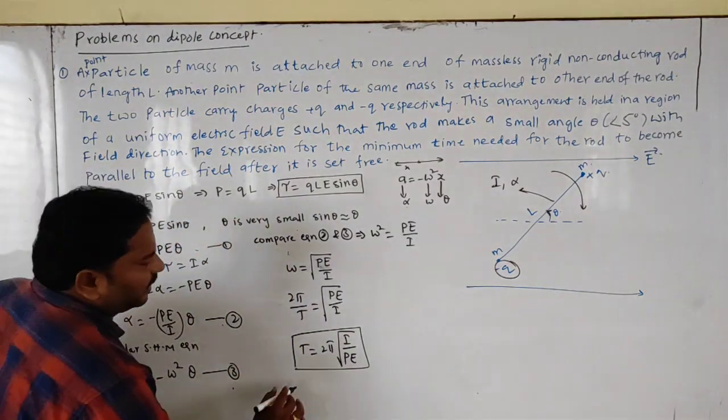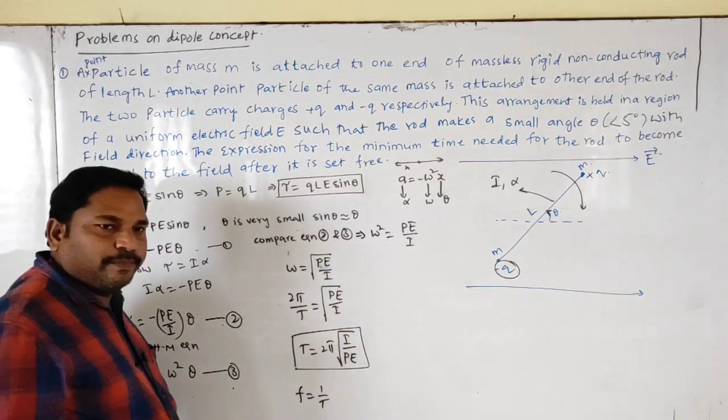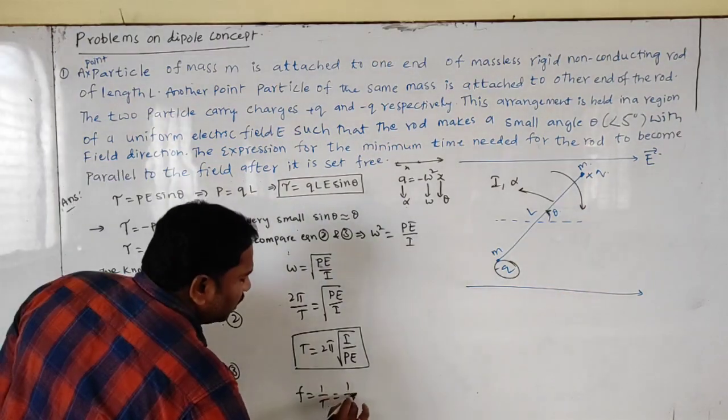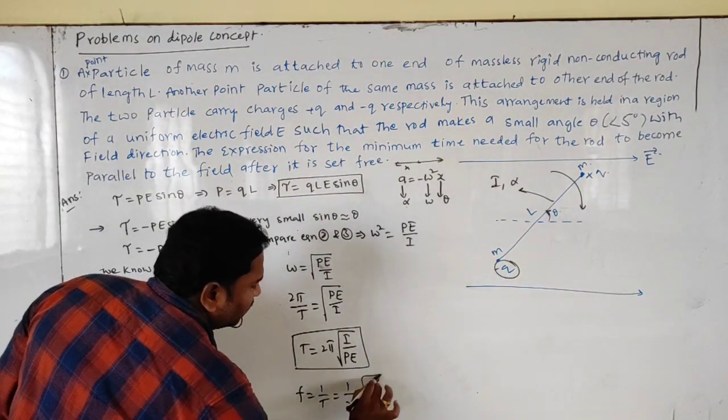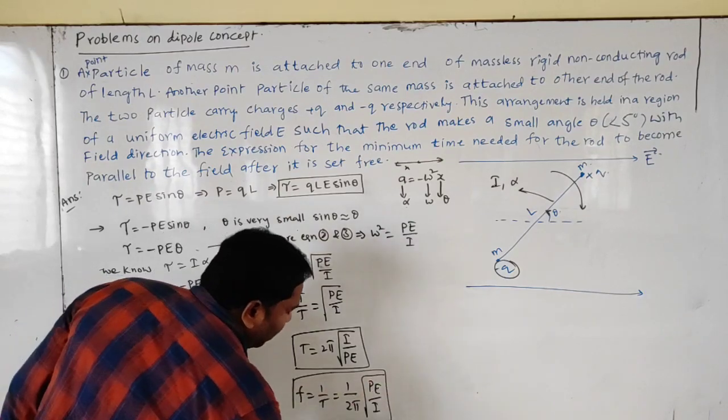Now the frequency equals 1 by time period, which equals 1 by 2 pi root over P by I. This is the frequency of the oscillations.